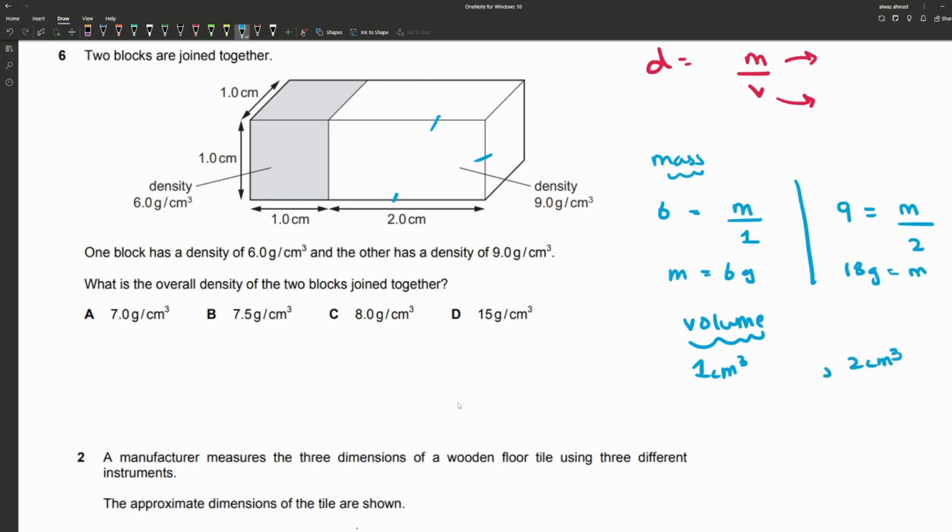Now let's put this into our formula. Density is equal to mass, the total mass is going to be 24, over the total volume, which is 3. So the density is equal to 8, and C will be our correct answer.